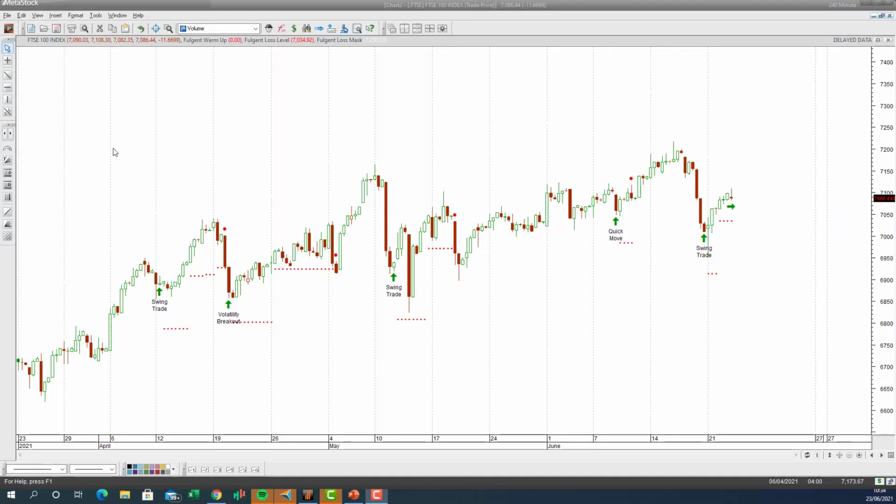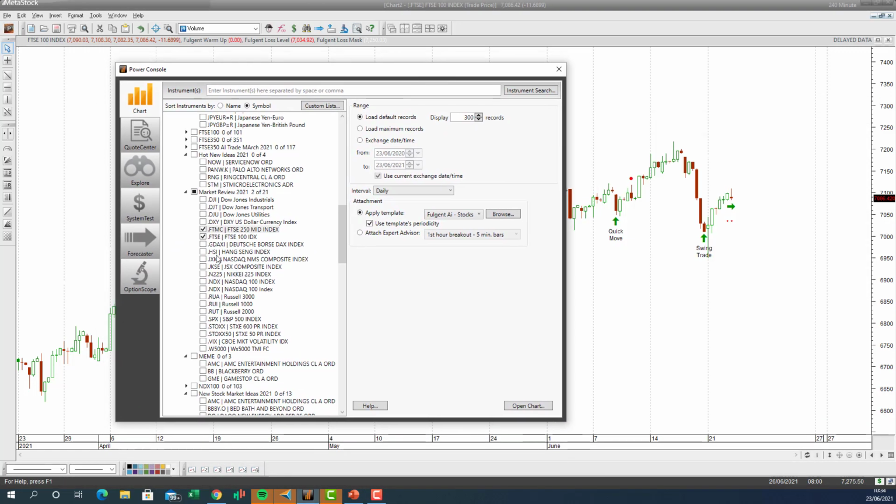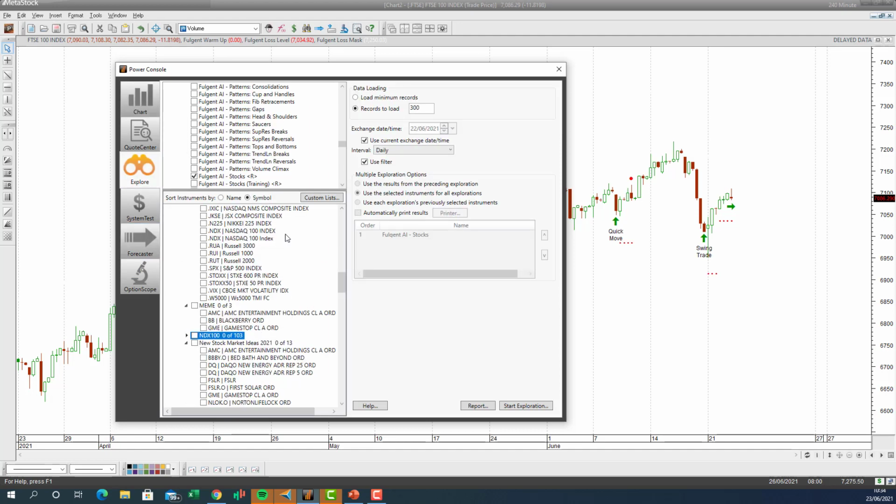It sits on the Metastock platform. We'll open the power console there. Let me just drag it across. I've got 2 screens on here. I'm going to select the Explorer. We've got the AI engine clicked there.